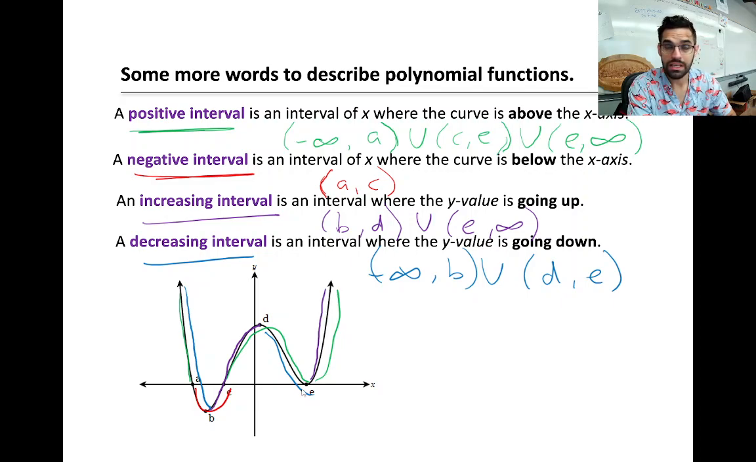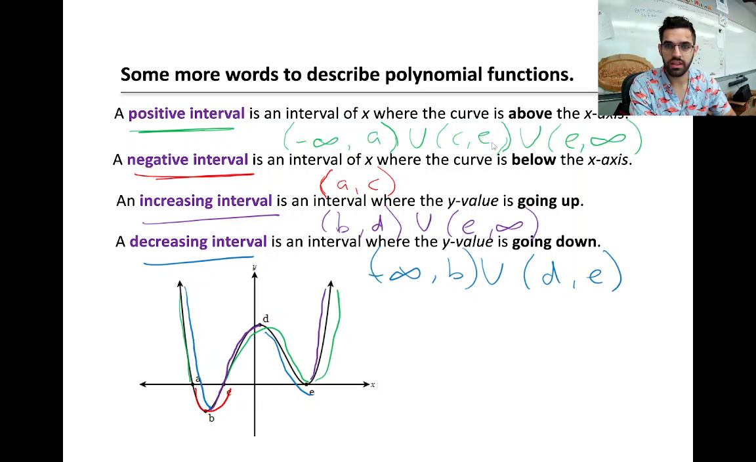Note point E is not above, and it's also not below. So it's neither positive nor negative. It's right at the x-axis, so it's at 0. The y value is 0. 0 is not positive or negative, like that. So when we do our interval notation, we've got to exclude E from the party.